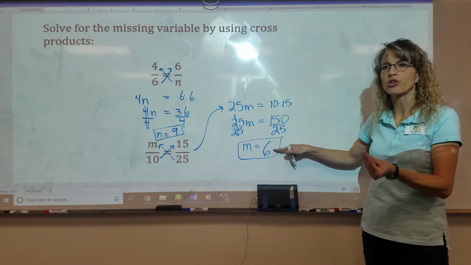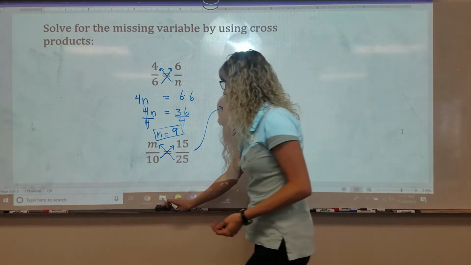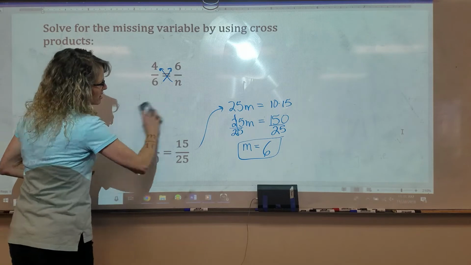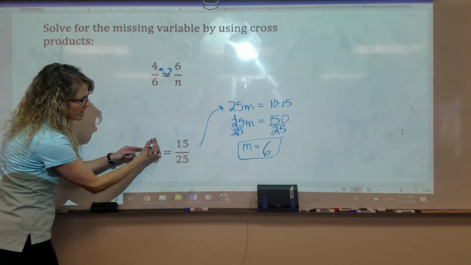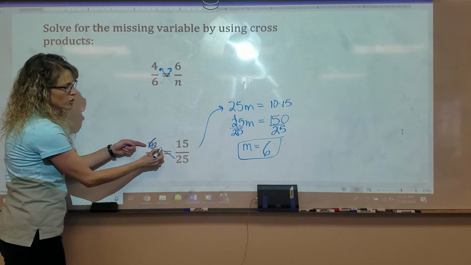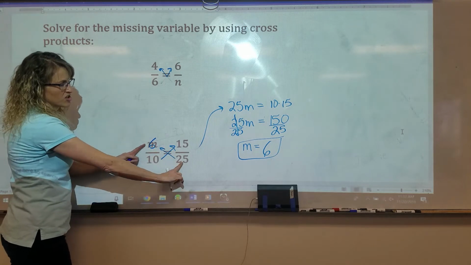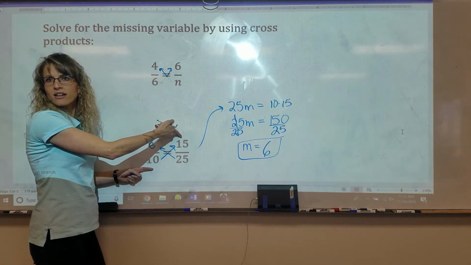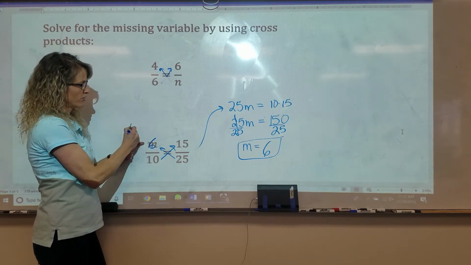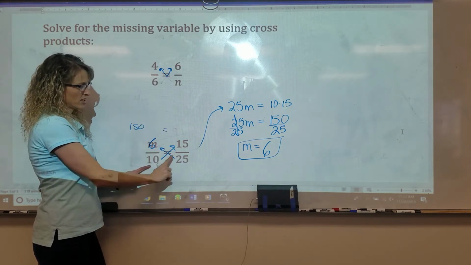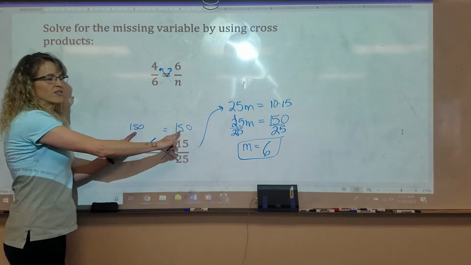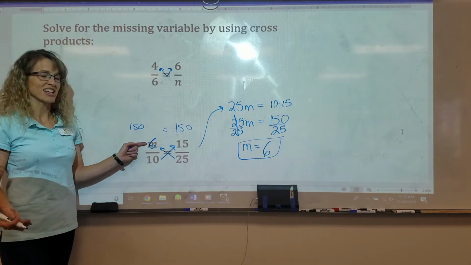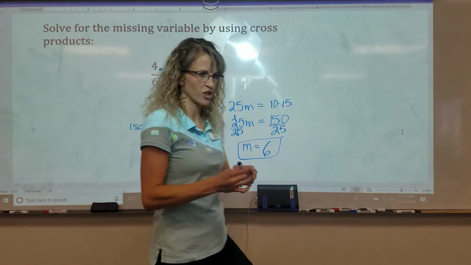We think it's 6. How could I be sure that 6 is the right answer? We're on a test, and I really want to check it. Could I put my 6 back into the fraction and do a cross product again and say, is 6 times 25 equal to 10 times 15? It is. 6 times 25 is 150. 10 times 15 is 150. I have an equality, so I know that 6 makes this proportion true. So that's a good check step.